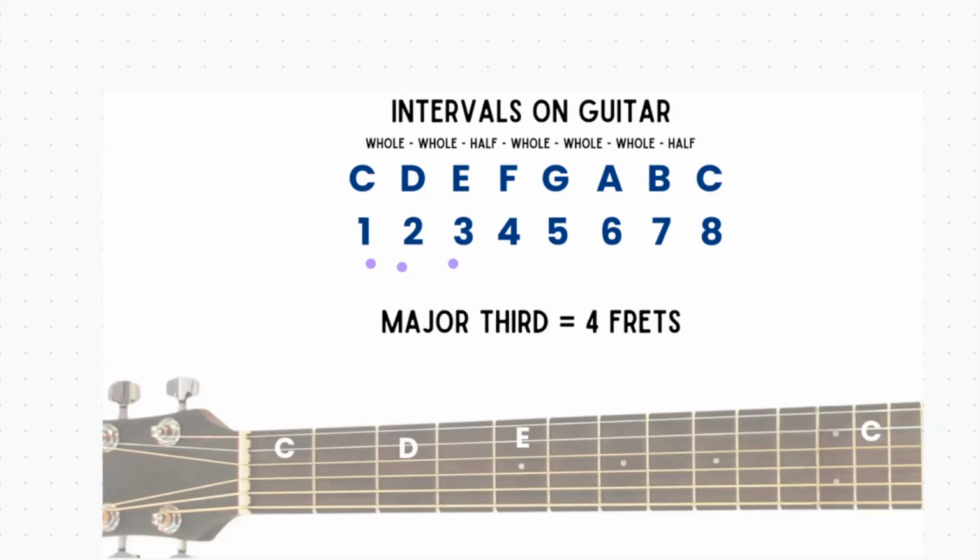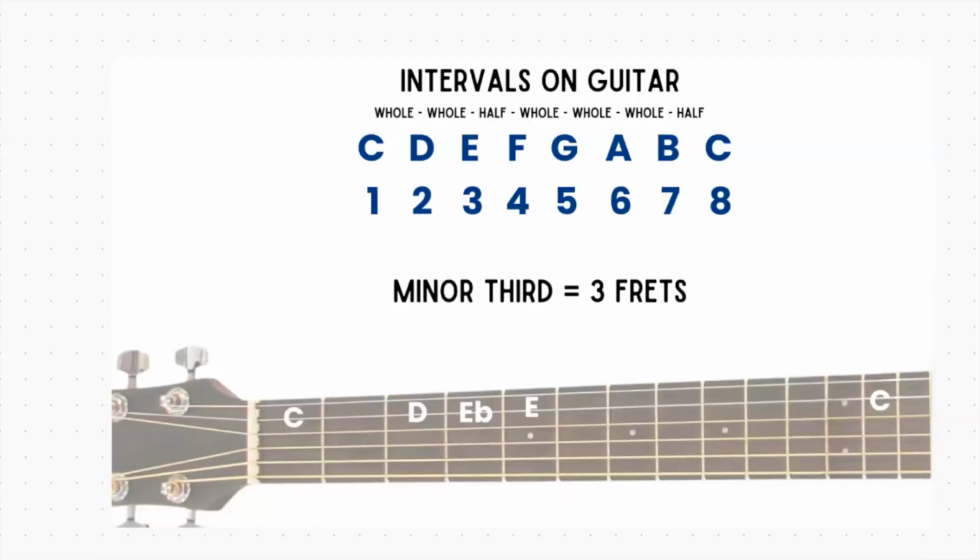So C to D is a whole step, 2 frets. D to E is a whole step, 2 frets. So 2, 4, right? C to E, 4 frets away. So major third refers to the distance of 4 frets on the guitar. And now the other is the minor third. Minor means simply down a half step, or 1 fret. So minor means 1 fret down from the third.